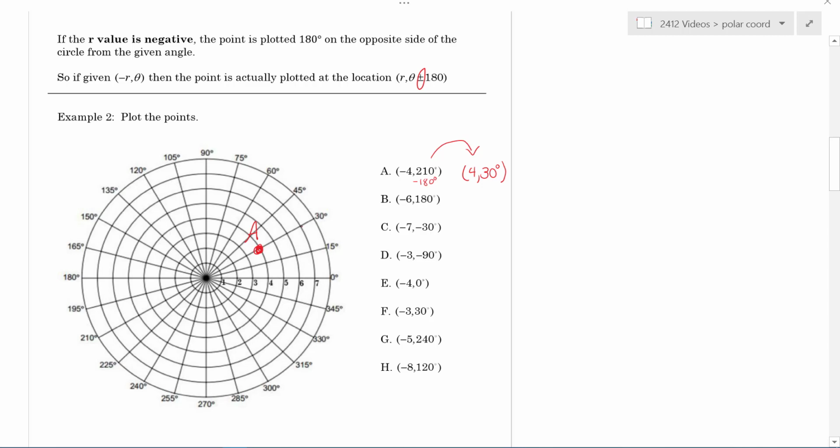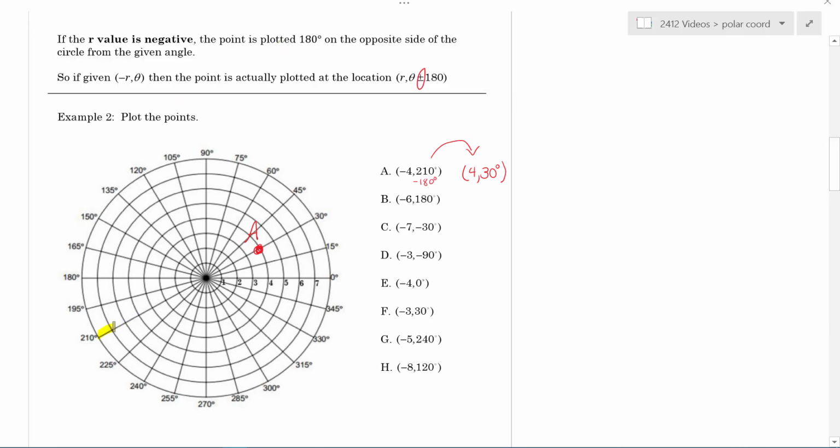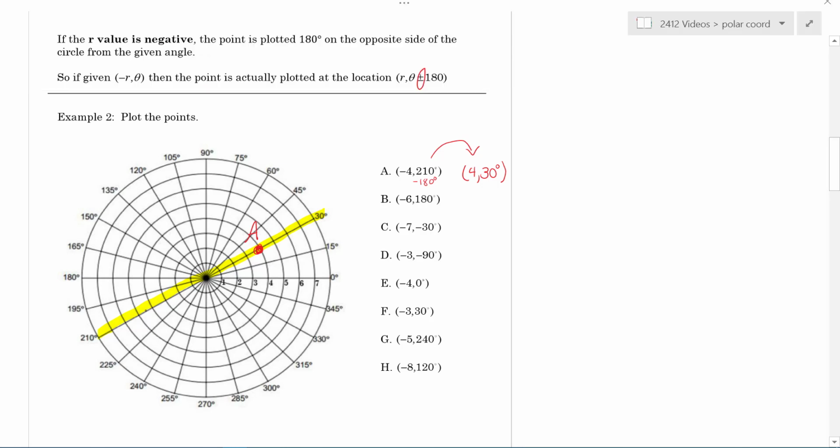So you want to keep something in mind here. If your r value is negative, you have to be a little bit more careful about how you plot your point. You're going to add or subtract 180 from the given angle, change the r value to be positive, and that's where we plot the point. You'll notice something also, that if you did go to positive 4 comma 210, so if you went back there and plotted the point there, it would be 180 degrees on the opposite side of the circle from where you needed to be. So if I plotted my point here, I would be along that straight line.